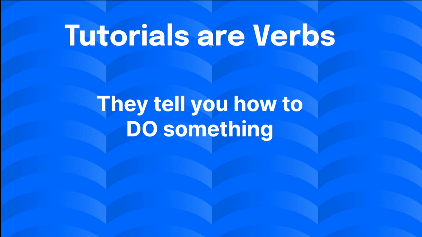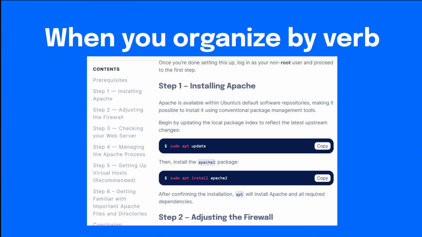Now, by contrast, if references are nouns, tutorials are verbs. They tell you how to do something. So going back to our installing Apache example, this is organized by verb. Each step in the tutorial is a specific task. It's something that the reader wants to do. And the step title provides them with that information.